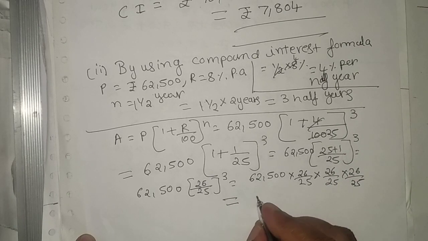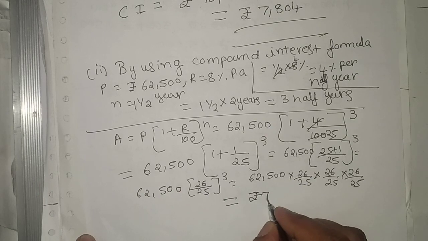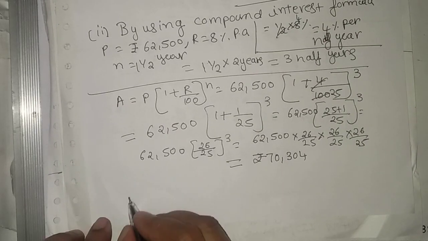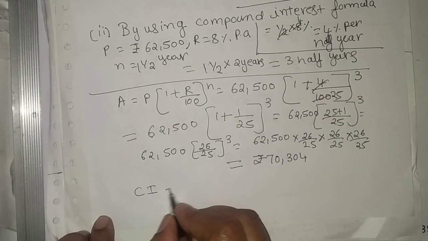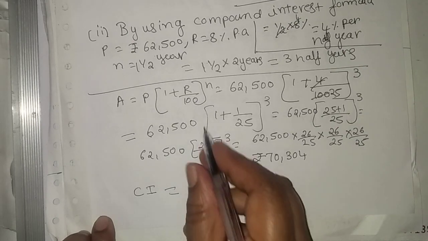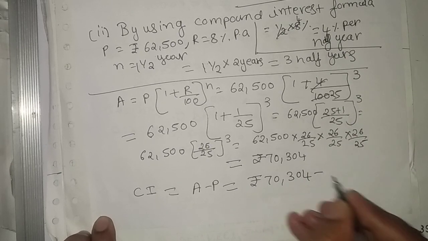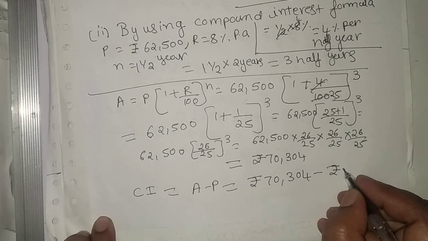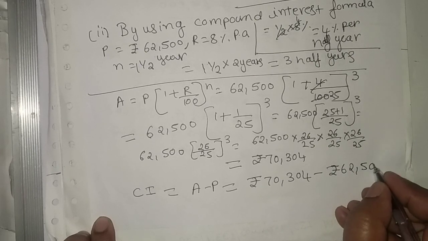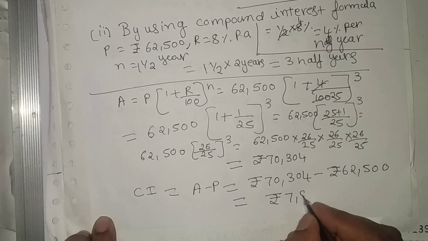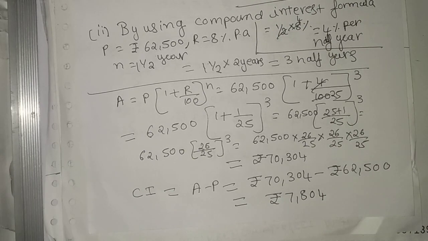So what is the value we are getting? Simplifying this, we get rupees 70,304. So what is the final step? Compound interest CI = A minus P. What is A? We are getting rupees 70,304 minus the principal given in the starting, 62,500. Subtracting, we get rupees 7,804. So this ends the third subproblem, that is part C in question 1.